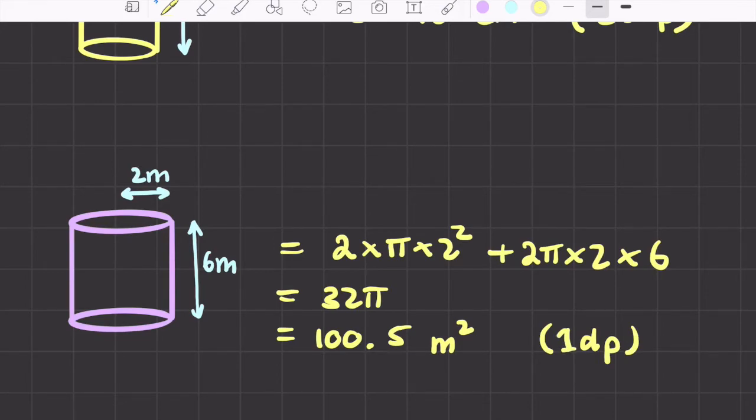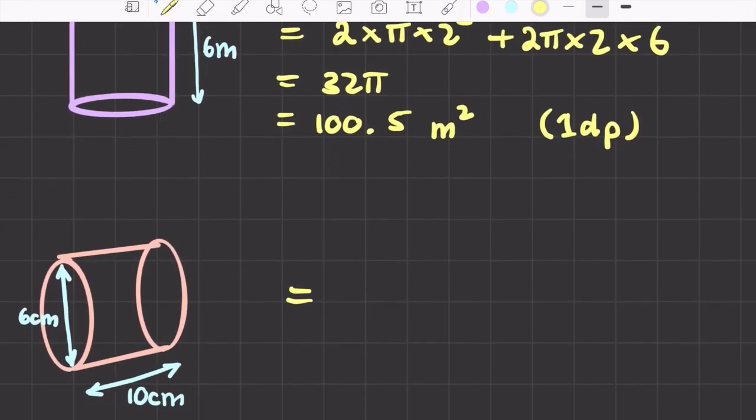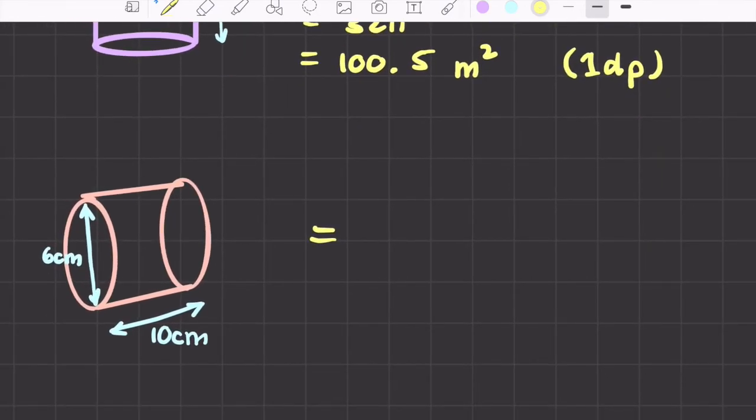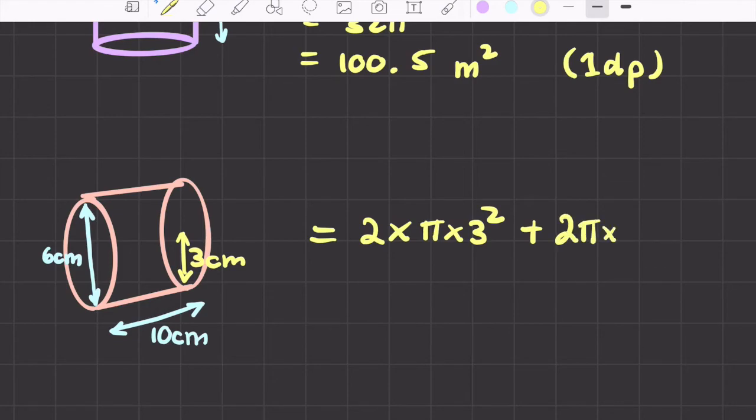Okay, last one here. So this time I've been a bit sneaky. I've thrown in a diameter, so we could swap that, couldn't we, for a radius? What's half of 6? It's 3, isn't it? So that's 3 centimeters radius. So I've got two circles, 1 and 2. So two of my pi times r squared. So pi times my radius 3 squared, plus, and then the curved edge is going to be the circumference, 2 pi times 3, multiplied by the height. So here, that's the length of the shape here, which is 10.